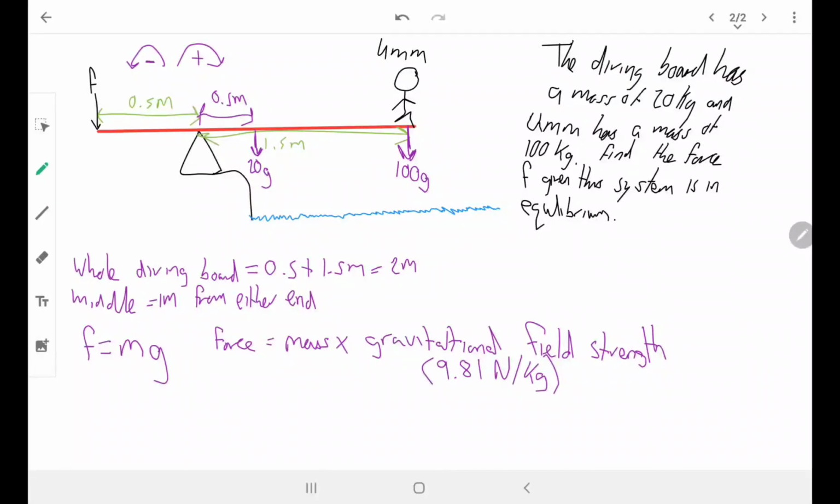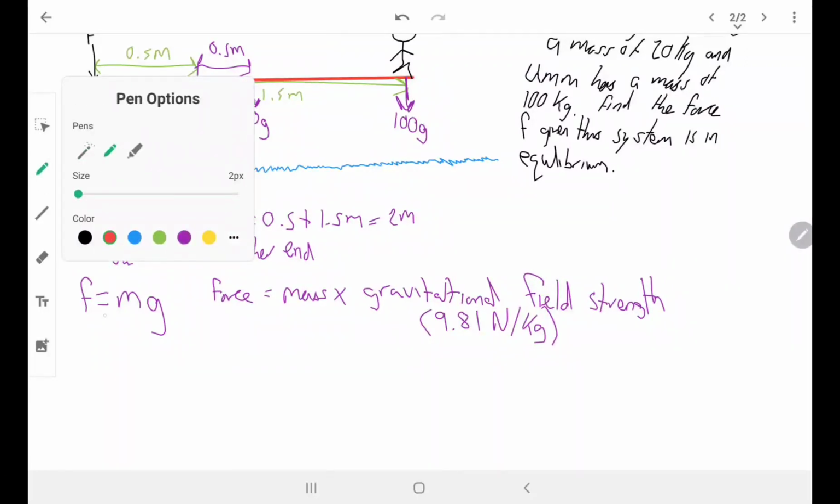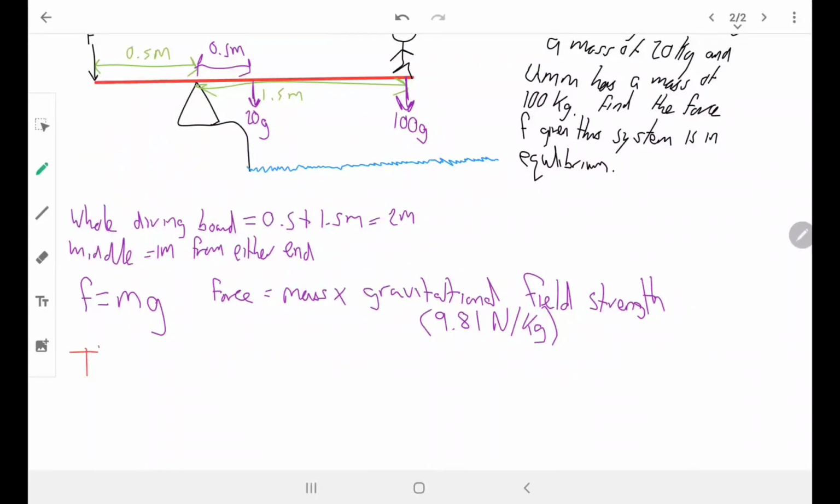It's often easier thinking of distance rather than a force being negative, because they're all acting downwards, but you've got differences with your force. Now, there's one key thing, and that is the sum of your moments equals 0. The word sum just means to add.